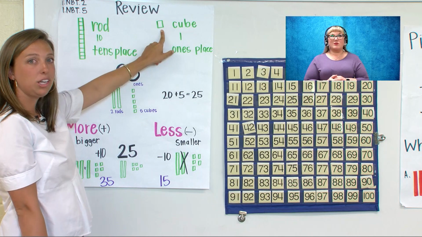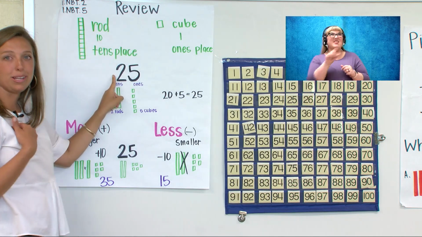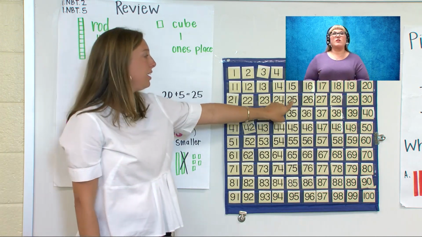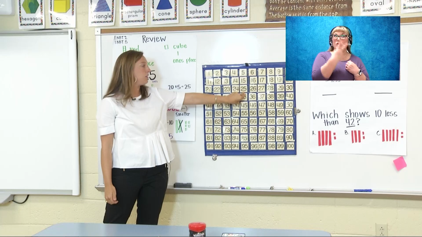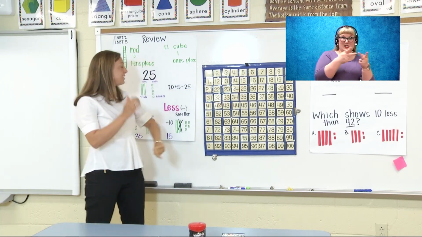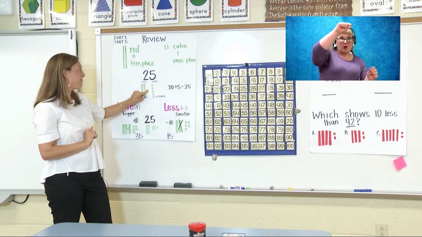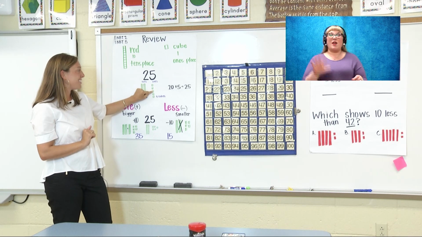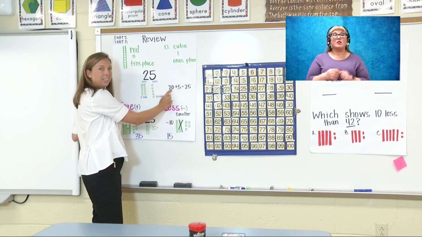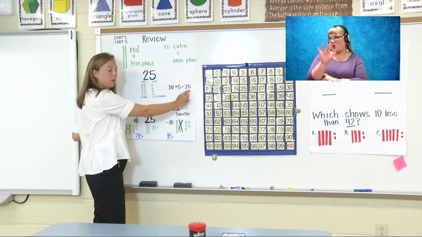We have 10 cubes and 1 rod. Our number that I picked was 25. So in the number 25, it has 2 digits, 1 in the ones place and 1 in the tens place. We have 2 rods in 25 and 5 ones in 25. So we said 20 plus 5 gave us 25.